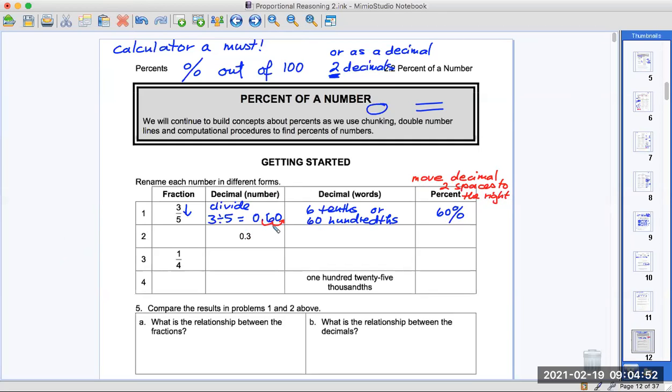Okay, so 2 spaces to the right will give you the percent. Okay, let's see what else. I'm going to skip here because it's the same format.